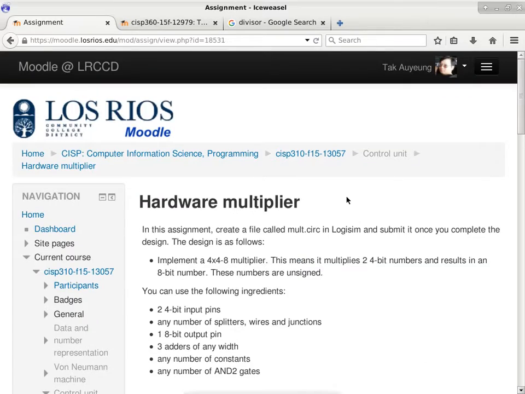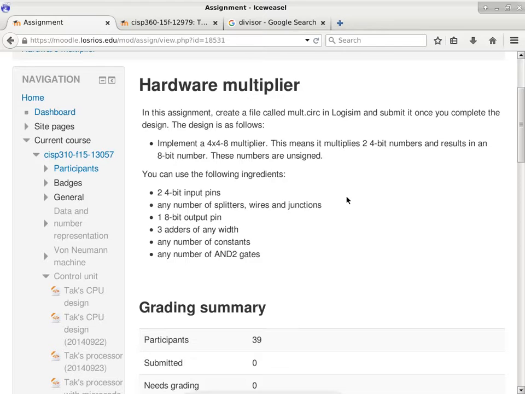Okay, it's a hardware multiplier. I want you guys to use LogicSim to build a hardware multiplier. It will multiply two 4-bit numbers and get an 8-bit result. Okay? Are we doing okay so far with the overall idea? I know there is a hardware multiplier in LogicSim. You cannot use that one.